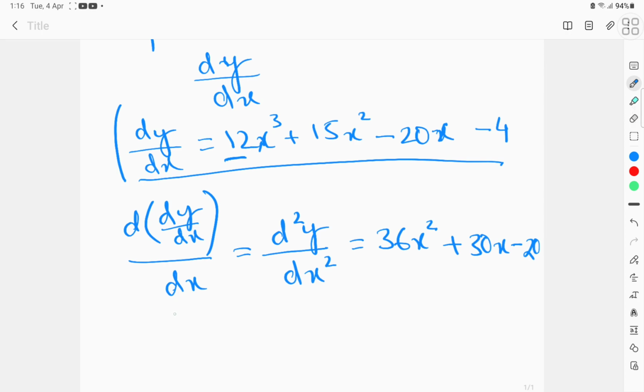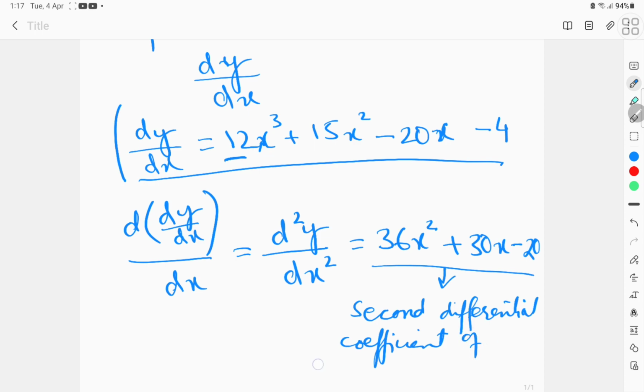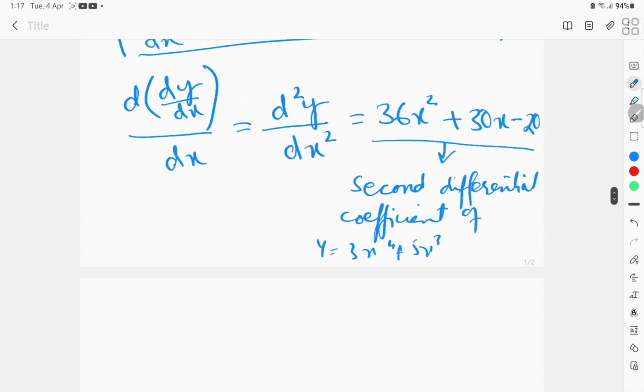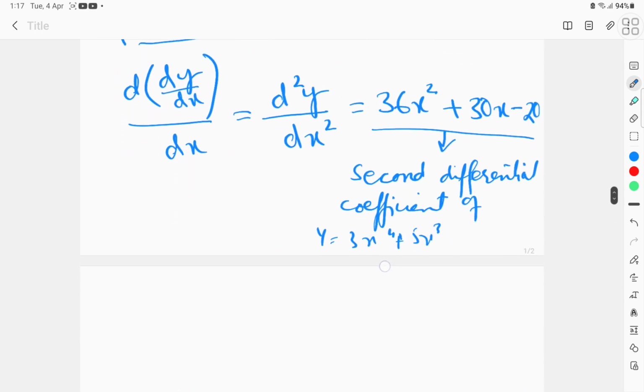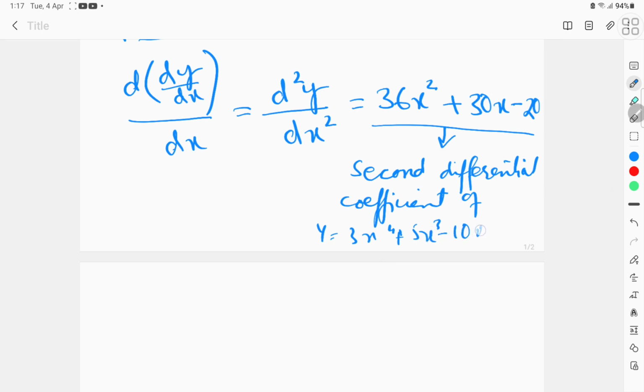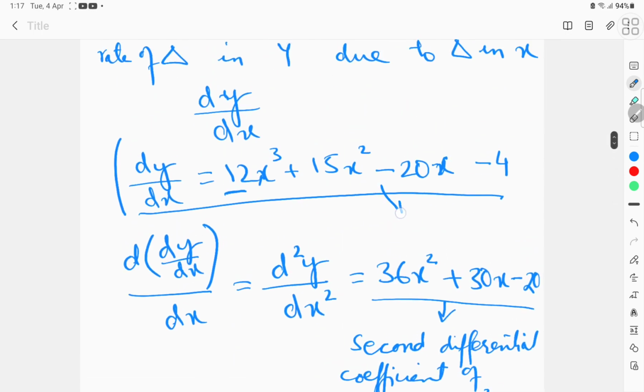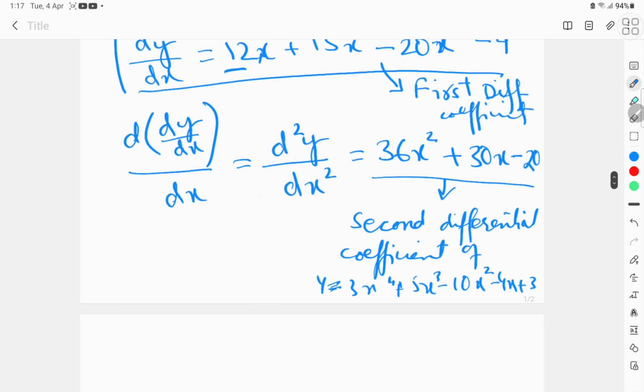In the terminology of calculus, we will call this expression the second differential coefficient of what? Of this equation: 3x to the power 4 plus 5x cube minus 10x square minus 4x plus 3. So this is the second differentiation. This was the equation, and the first differentiation is this. This is the first differential equation or coefficient, and this is the second differential equation.